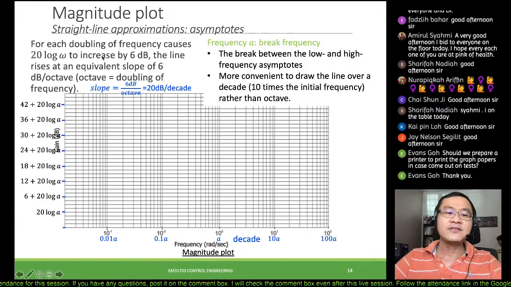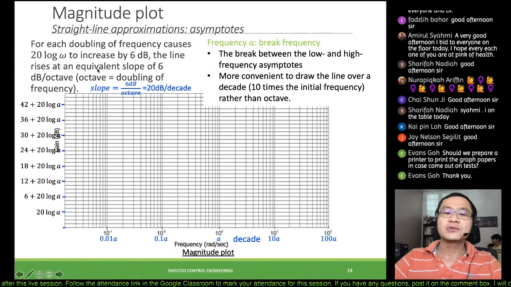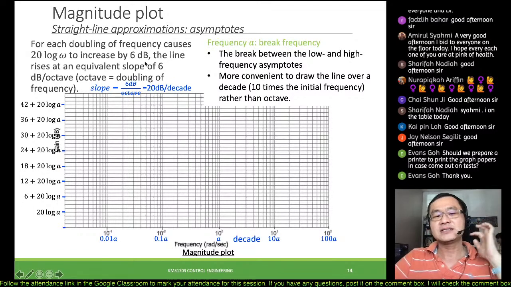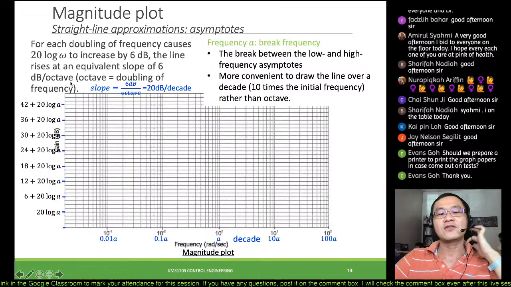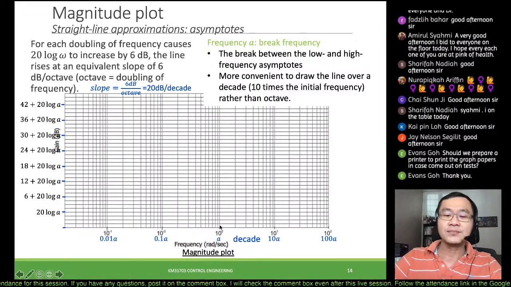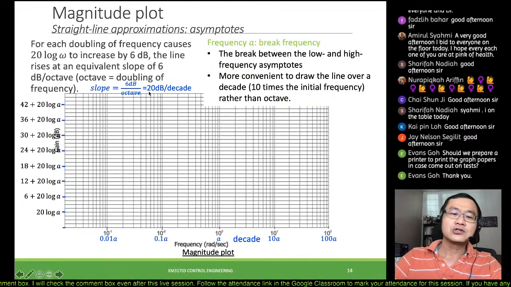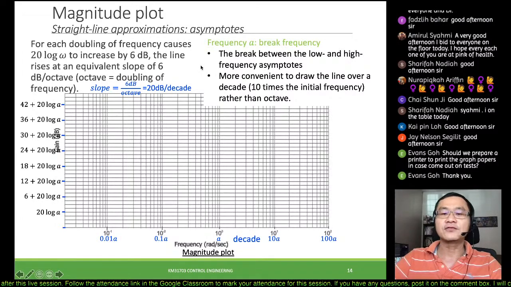For every doubling of frequency will now cause the magnitude to increase 6 dB. And the line will rise with a slope of 6 dB per octave. So octave is just a doubling of it. From 1 becomes 2, 2 becomes 4, and so on. So this becomes doubling, and that is referring to the octave, the doubling of the frequency.